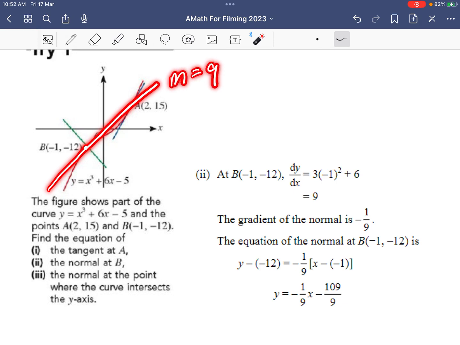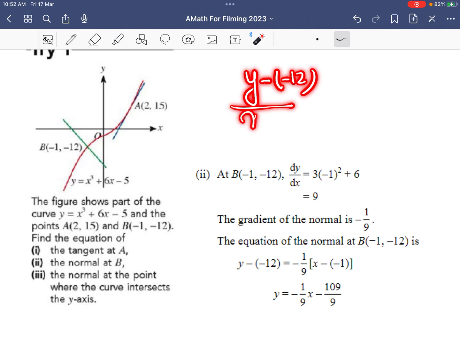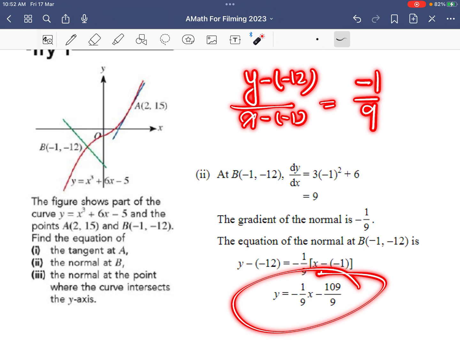But that's not what we want. What we want is the gradient of the normal. So if I want to find the gradient of the normal, m times 9 is negative 1. So m is negative 1/9. So the gradient of the normal is negative 1 over 9. Then again, we can apply y minus negative 12, over x minus negative 1, equals negative 1 over 9. Then if you solve it, you should get this: y equals negative 1 over 9 x minus 109 over 9.